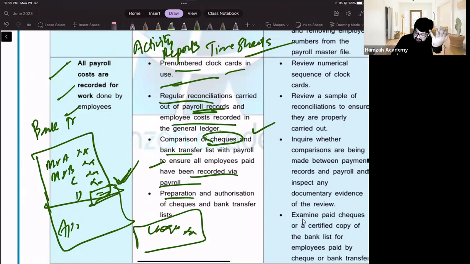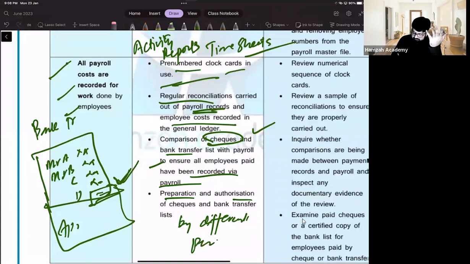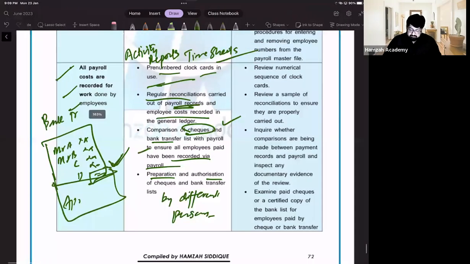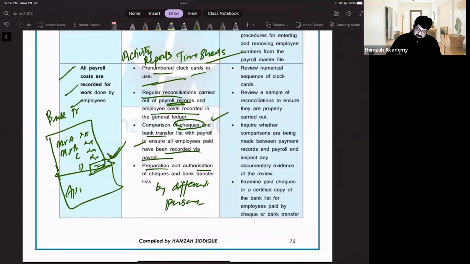So preparation and authorization of checks and the bank transfer list should be by different persons. Segregation of duties: one person prepares the check, another authorizes. The bank transfer list is prepared by one person and authorized by a different person to avoid any fraud. If I am preparing and I am authorizing, I can add anything. So it will make sure everything is recorded.